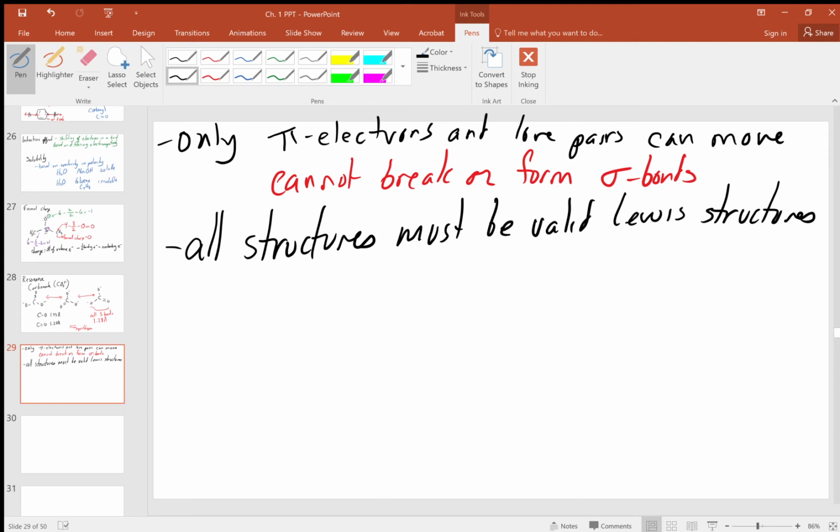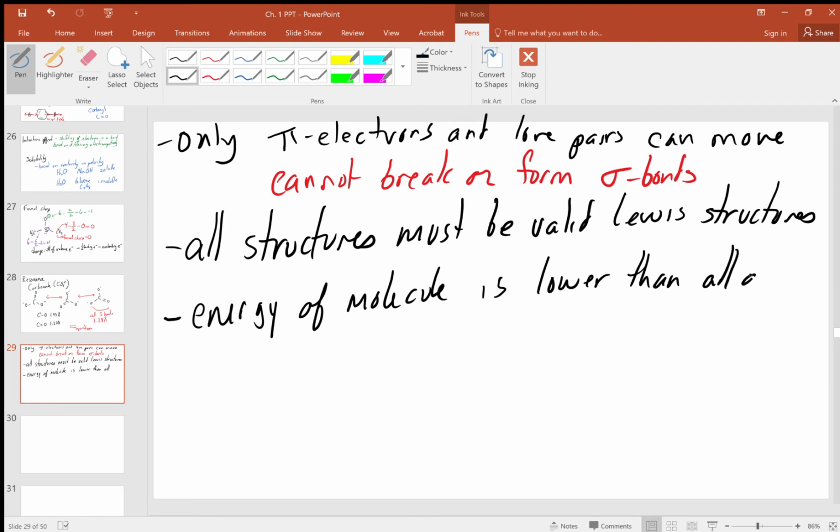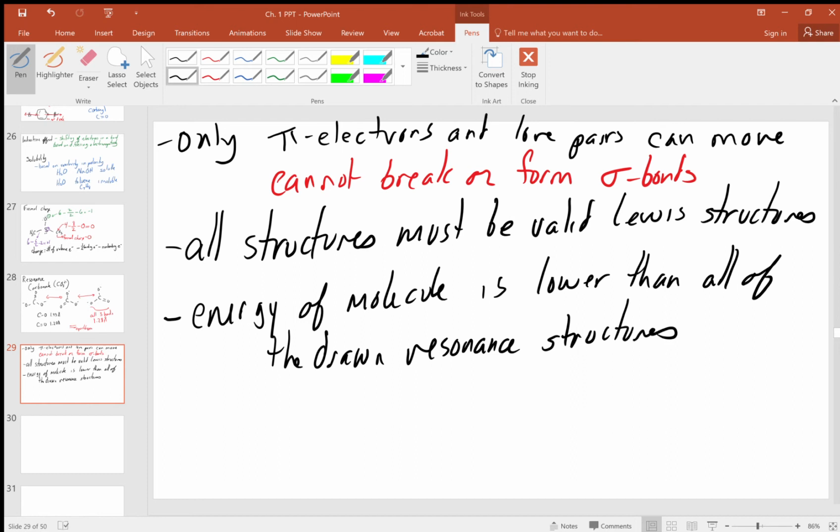Now, resonance is a very, very stabilizing effect. And so what that means is that the actual energy of the molecule is lower than all of the drawn resonance structures. So anytime you can draw resonance structures for a molecule, that will help to stabilize the molecule. All right, the next one, let me go to a clean page.